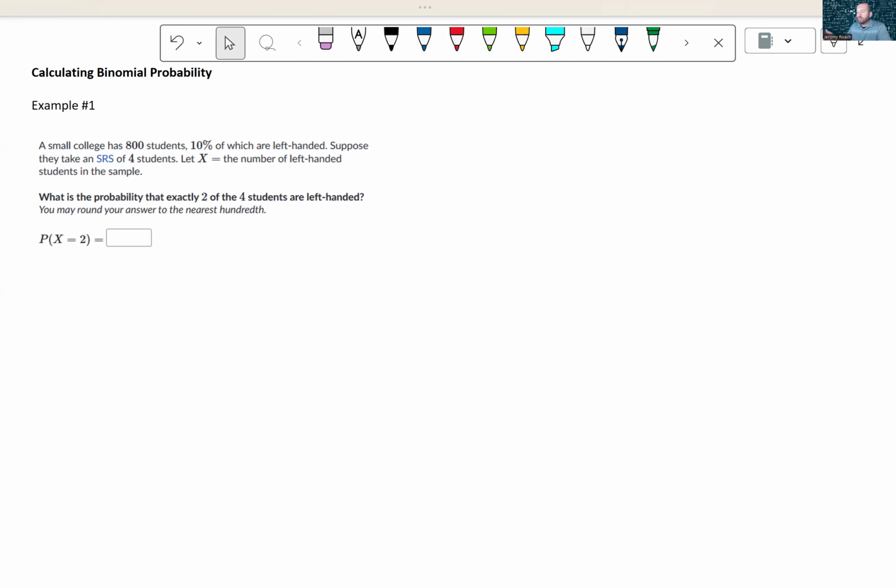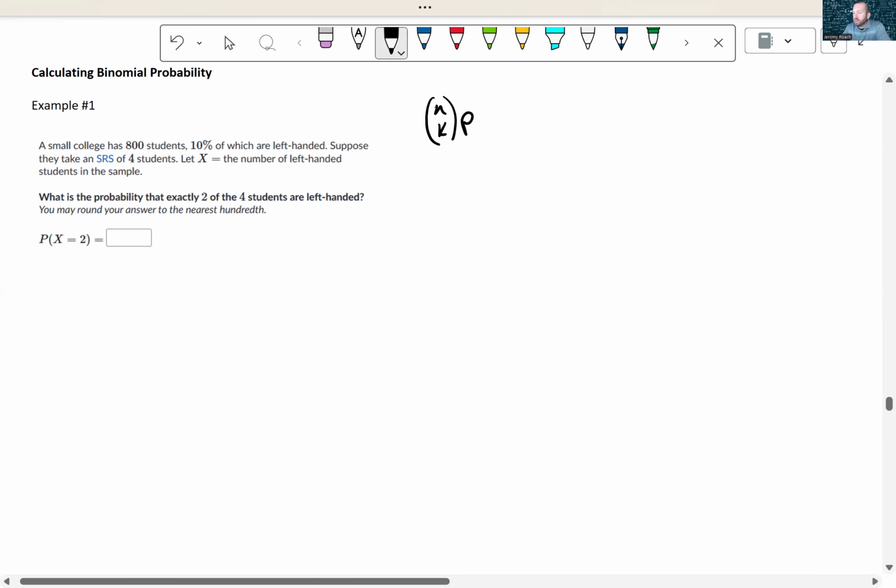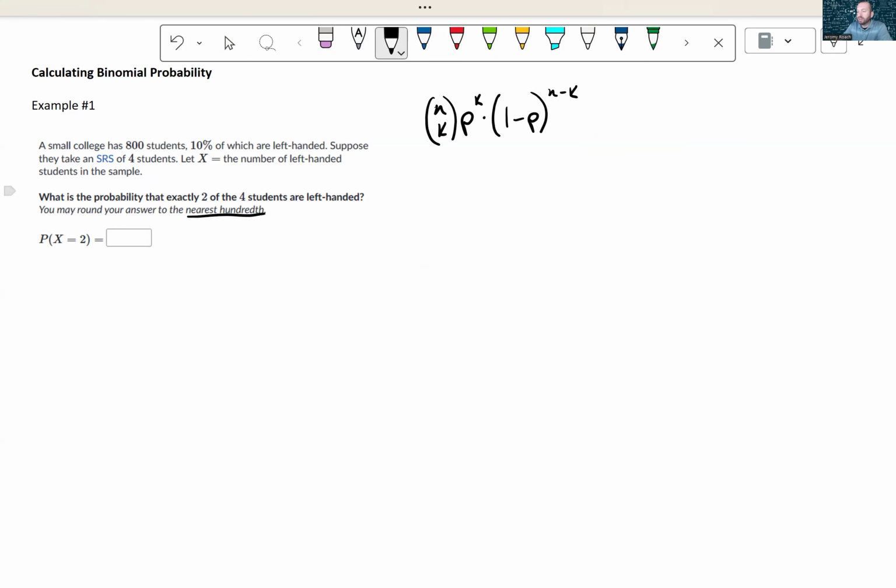Okay, so we're going to write our binomial probability formula: n choose k times p to the k times 1 minus p to the n minus k. So now we don't have any multiple choice and we've got to solve it. So we're going to write the formula and then plug that into the calculator and then round to the nearest hundredth.